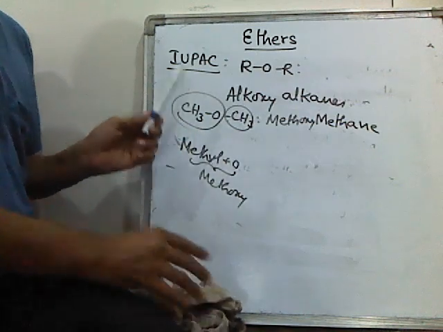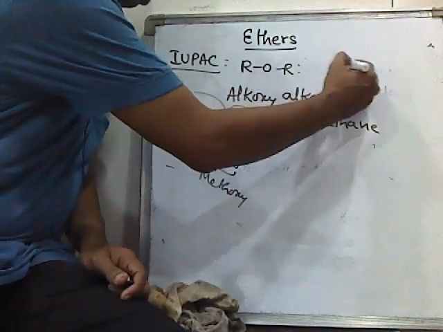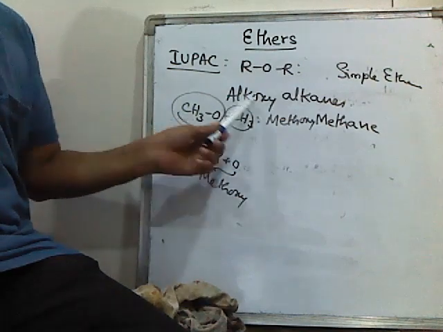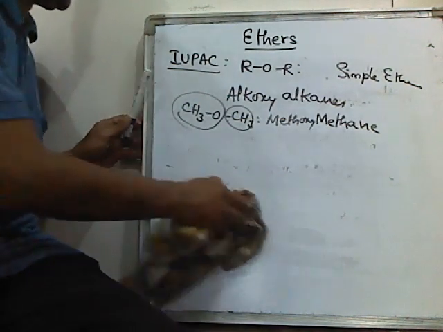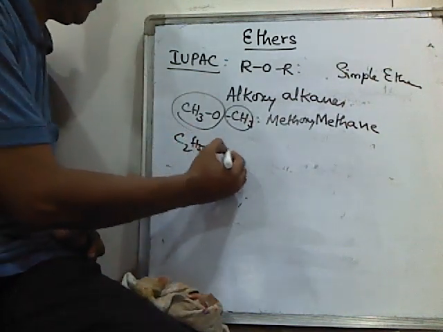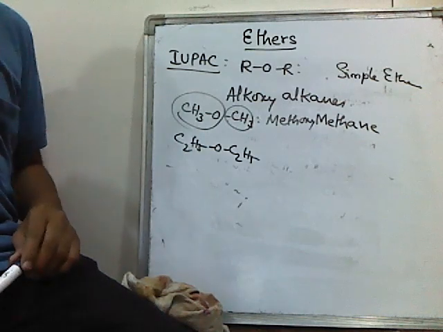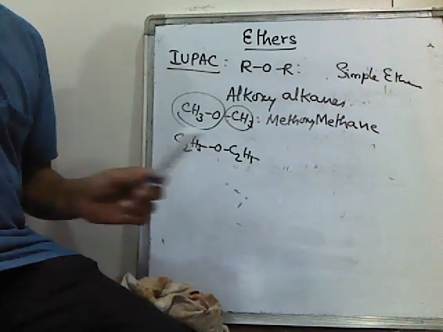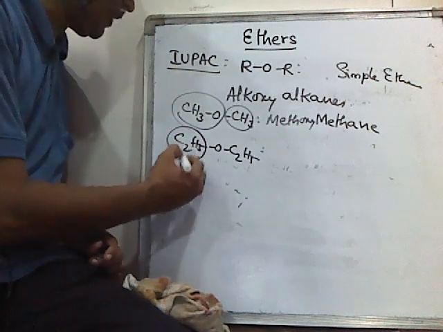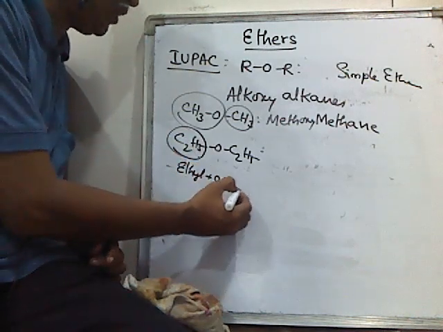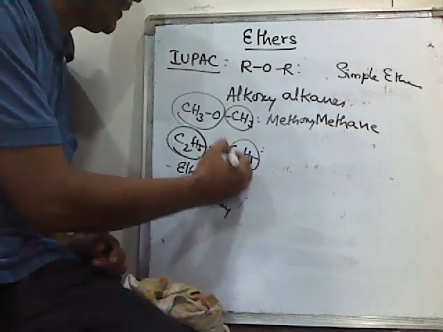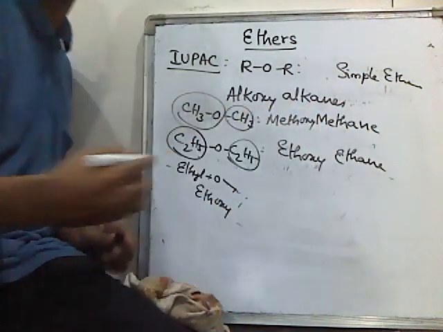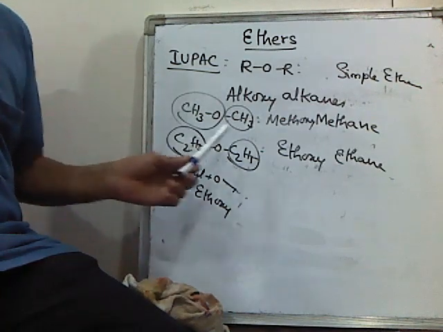In the IUPAC system, ethers, whether simple or mixed, are named as alkoxy alkanes. For example, if you take C2H5OC2H5, it should be named ethoxyethane, because the group is the ethyl group plus oxygen, which is called ethoxy, and this is ethane. That's why its name is ethoxyethane.